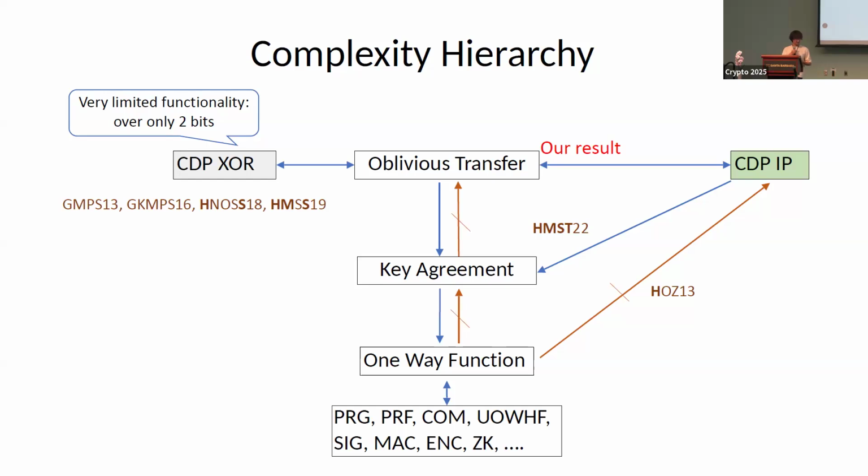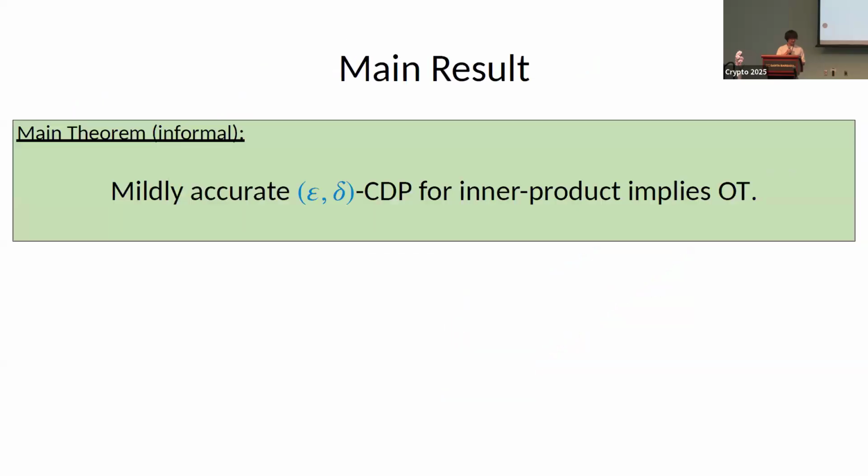And in this work, we show CDP IP is equivalent to oblivious transfer. So unfortunately, the OT assumption is necessary to construct such a protocol. This is our main result: mildly accurate epsilon-delta CDP for inner product implies OT.